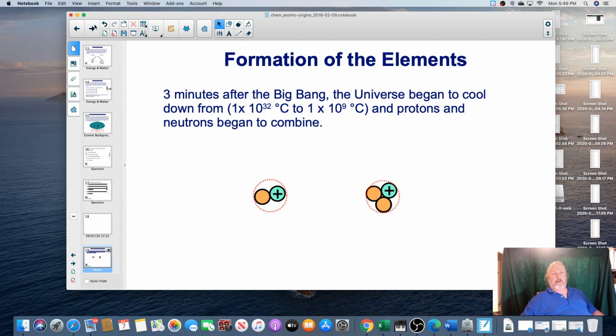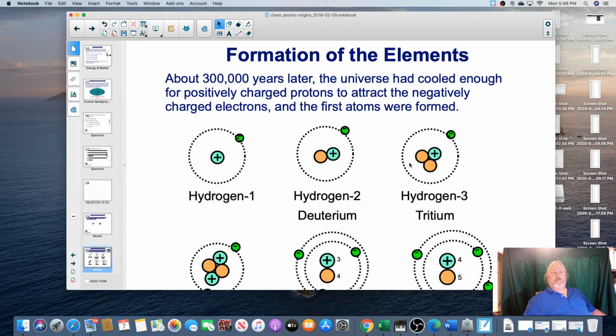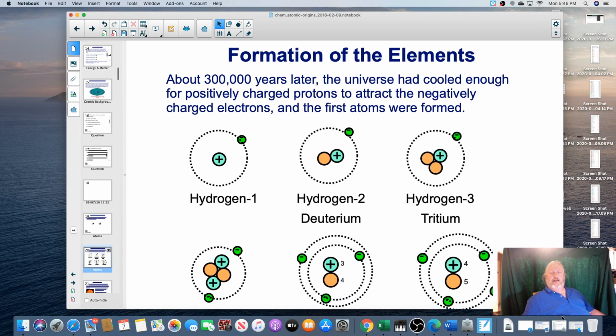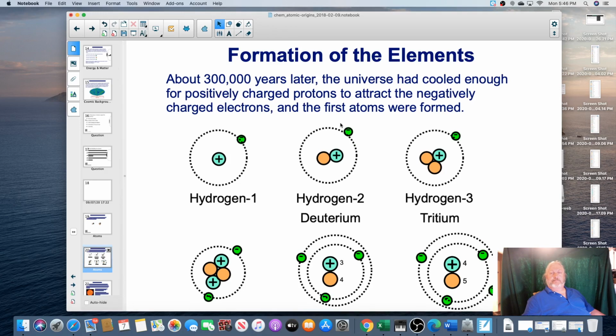All right. So after about 300,000 years later, as they continued to cool, the universe had cooled enough for positively charged protons to attract the negatively charged electrons. All right. And the first atoms were formed. So hydrogen, 1 proton attracted the electron, and so they were spinning around. This is hydrogen 1. There's 1 proton.